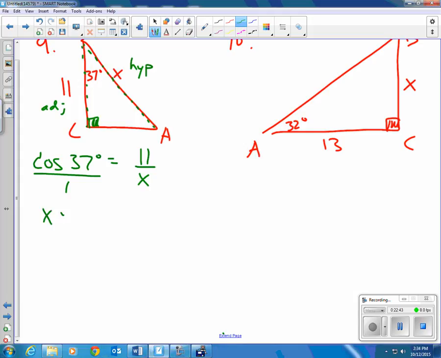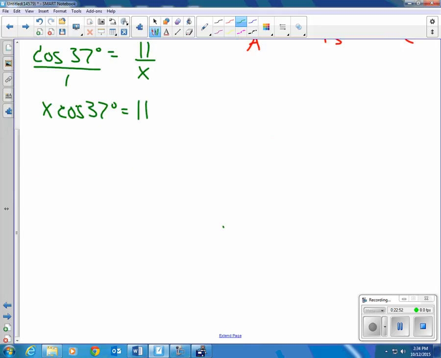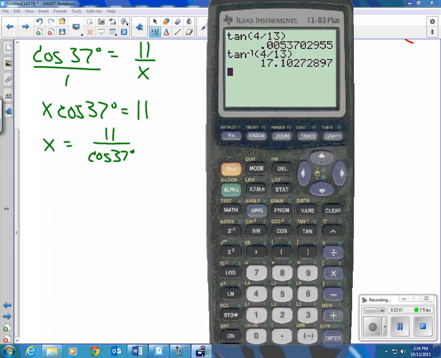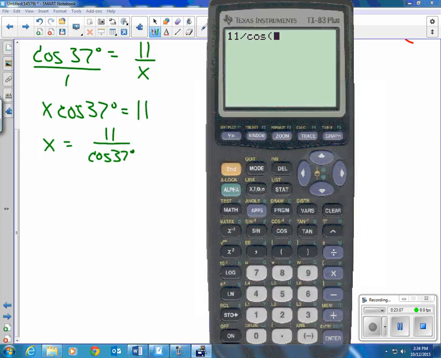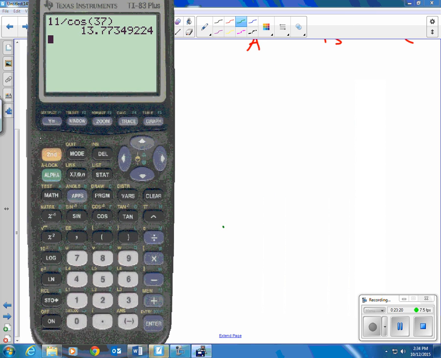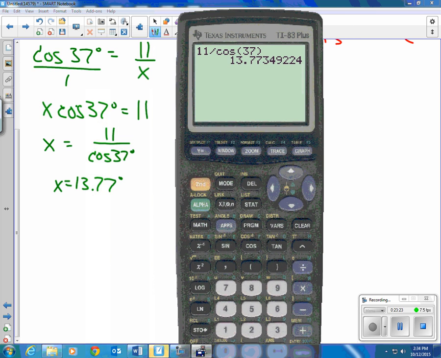How do I solve? Cross multiply. So x times the cosine of 37 degrees is equal to what? 11. Now I divide by that cosine of 37. 11 over the cosine of 37 degrees. And I can solve for that using my graphing calculator. 11 divided by cosine of 37. Yep, we don't need that degree sign because this is a length, not an angle.